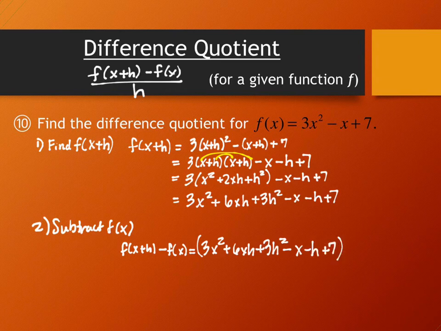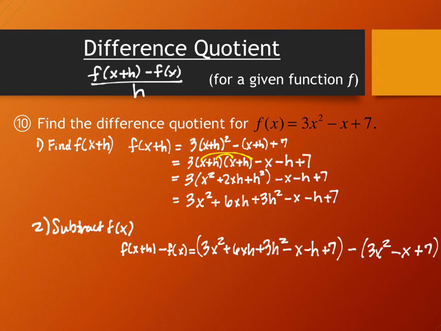That's the first piece, right? And then I'm going to subtract f of x. Well, f of x was what I was given. It's the 3x squared minus x plus 7. Now, if you really want to distribute the negative through here, you totally can. But I'm going to tell you it's not necessary, and here's why.